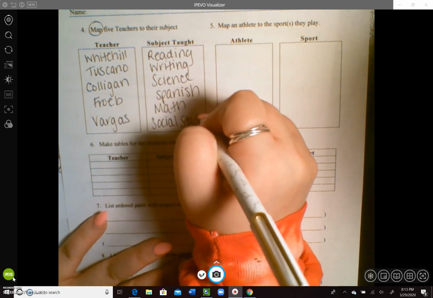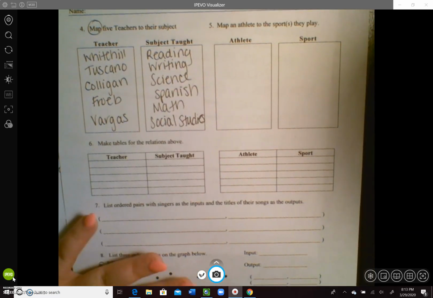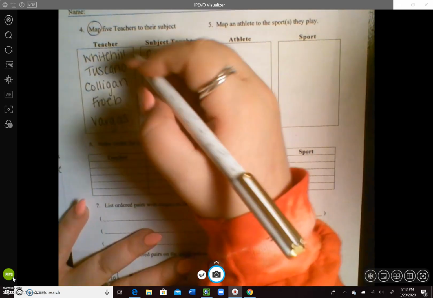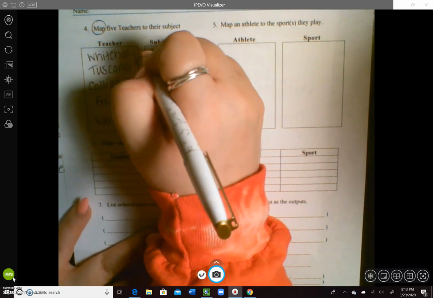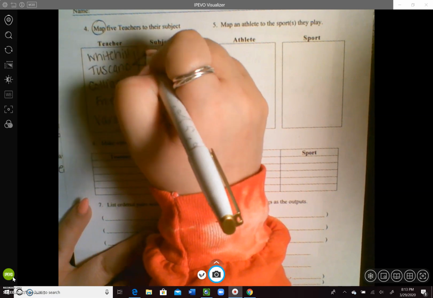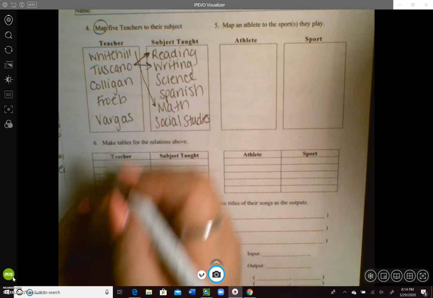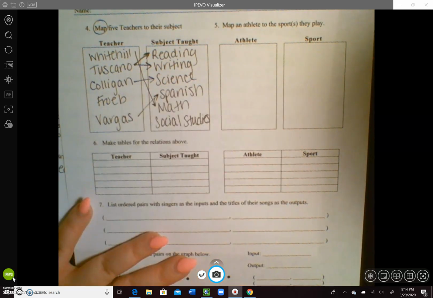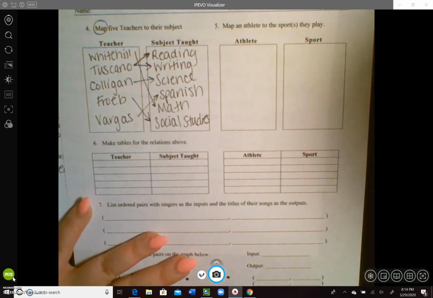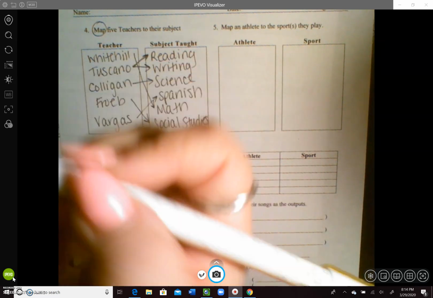Okay. Now let's map each of these teachers to the subject or subjects that they teach. So Miss Whitehill, I teach math, surprise. Miss Toscano, she teaches reading, but she also teaches writing, so she gets 2 arrows. We're going to talk about what that means later. Miss Colligan, she teaches science. Miss Vargas, Spanish. And Mrs. Frobe, social studies. Easy enough, Whitehill, math, etc.